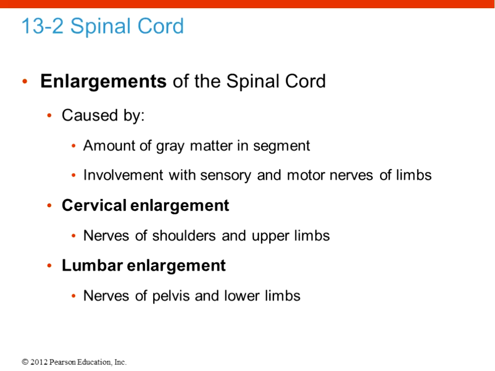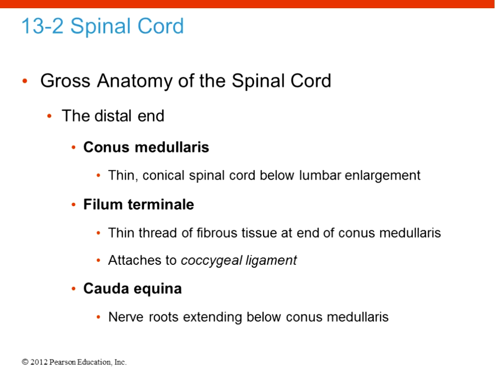All right. The spinal cord also has enlargements, which are caused by an increase in gray matter in these regions. There's a cervical enlargement and a lumbar enlargement. Basically that is because there is an increased amount of nerves dedicated to the shoulders and the upper limbs. And the same thing in the lumbar enlargement: you have more nerves needed for the pelvis and the lower limbs. And so you're actually getting enlargement of that area.